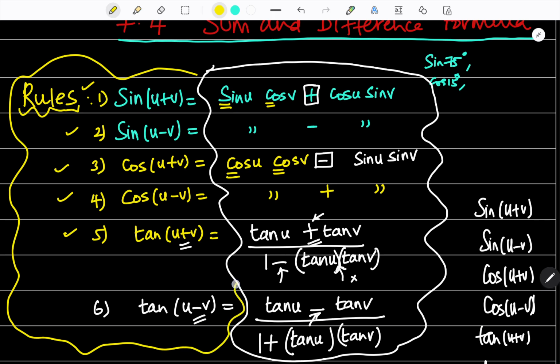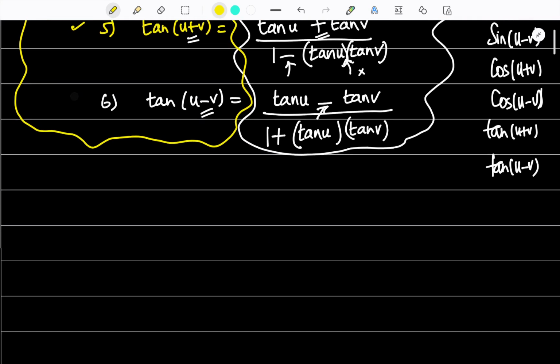Keep in mind, what is the meaning of that? Sometimes they will give you this, and you have to do this one. Sometimes they will give you this one, and you have to do this one. So you have to remember both sides carefully. Sine of u plus v equals sine u cosine v plus cosine u sine v. Similarly, you should remember sine u cosine v plus cosine u sine v is equal to sine of u plus v. So you need to remember both sides. So keep the 6 rules in mind. These rules are called what? Sum or difference formulas. Okay.